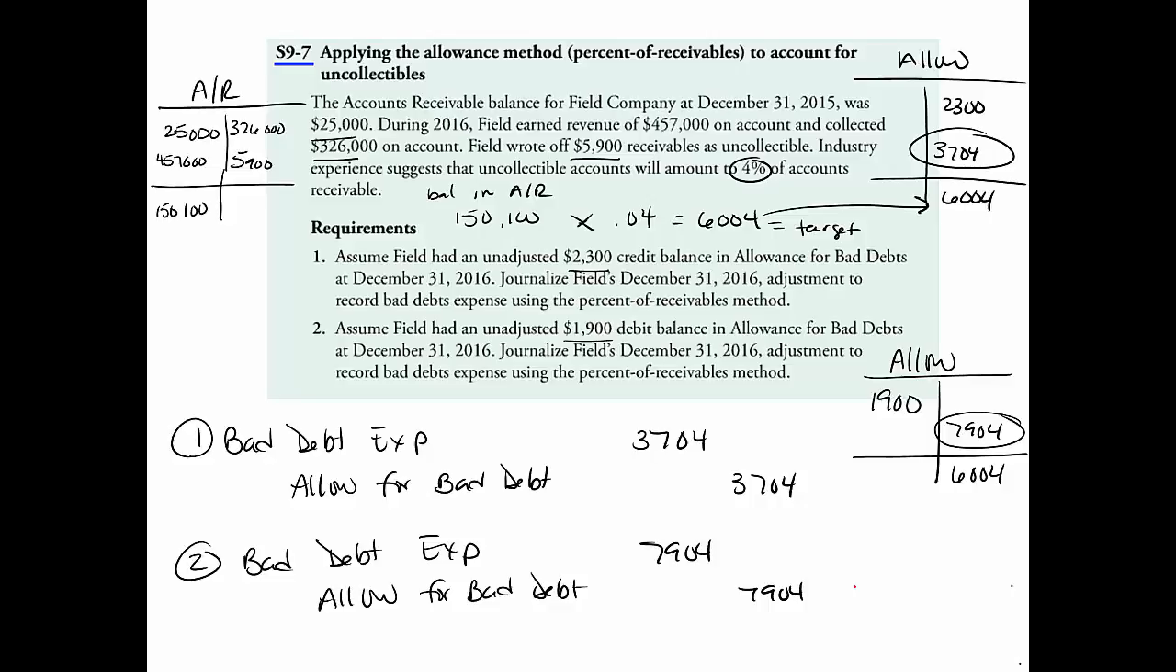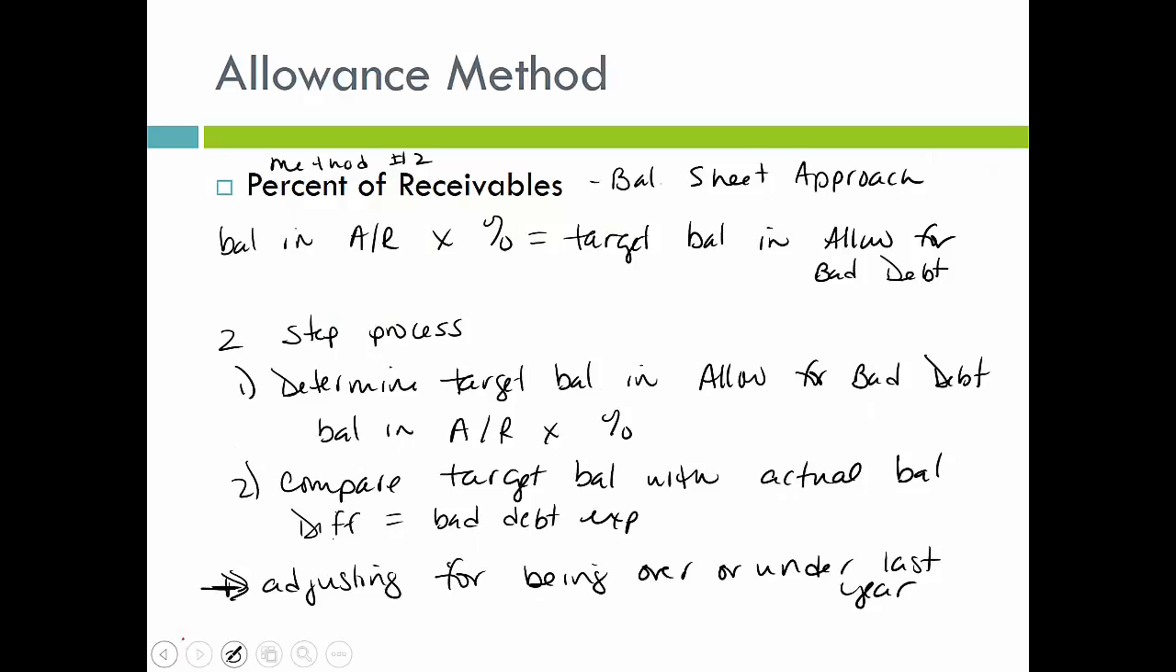Okay. Now we have one more method. It's very, very similar to this one, except instead of applying 1% to all of my accounts receivable, I'm going to break the accounts receivable down into different groups and apply a different percent to each one. If we look back to this one, the process is the same to determine the target balance. I'm just going to break this step down into a little more detail, and once I get my target balance, the second part is the same. So this is the aging of receivables, method number 3. This is also a balance sheet approach.